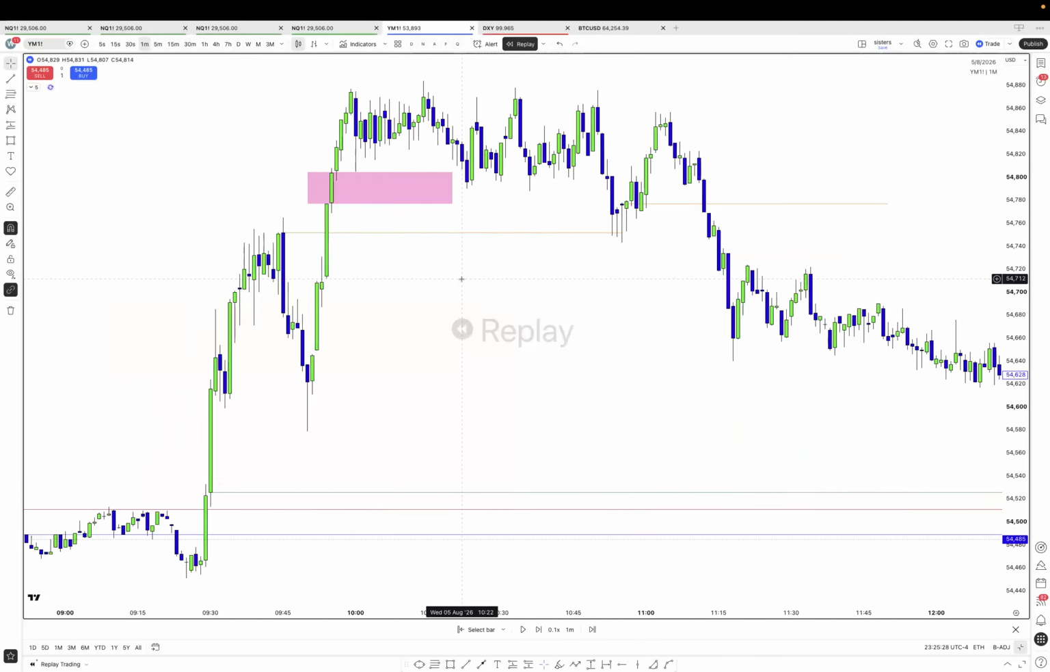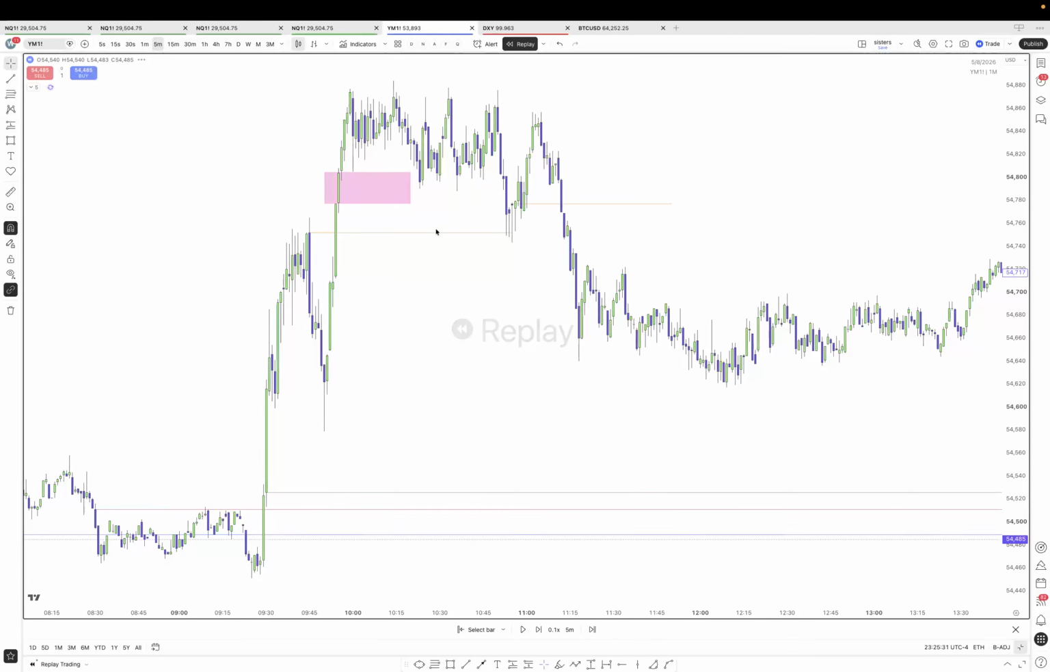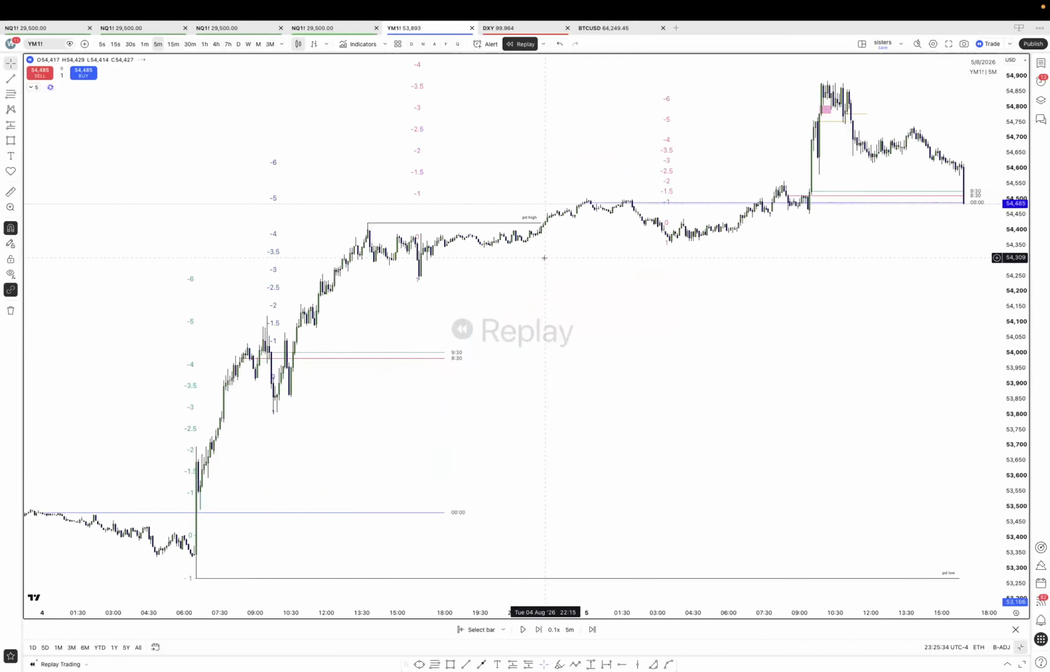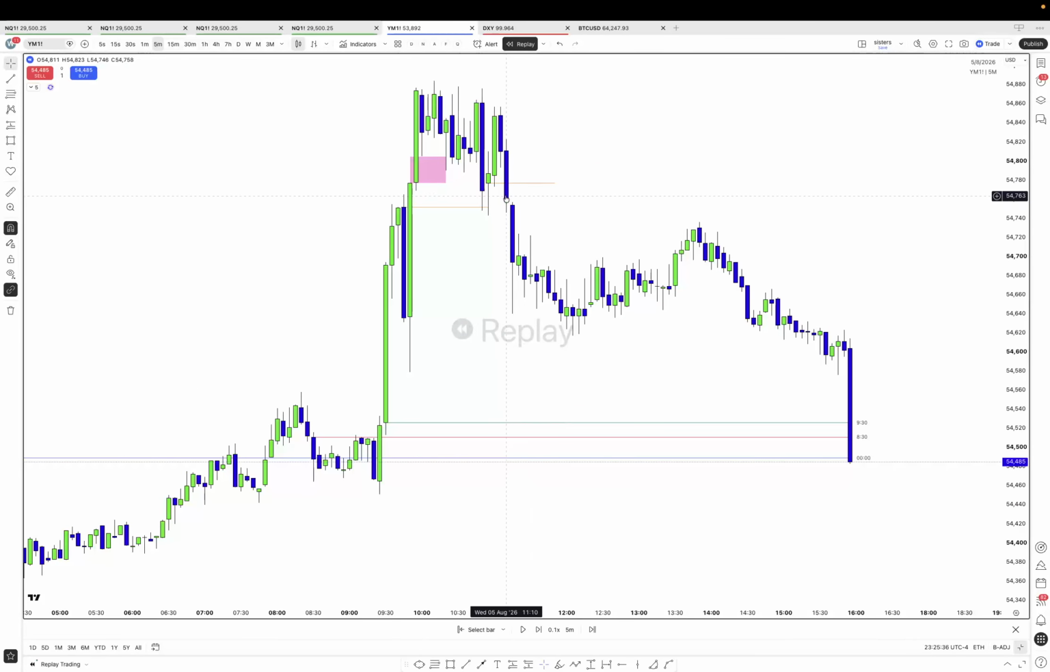So for me, I would enter somewhere in here to then target this low here, because people who are long, people who have not taken profit yet, people who are waiting for price to continue upwards or maybe have entered here, they have their stop losses here. If they enter down here, they have their stop losses up here to protect profit.